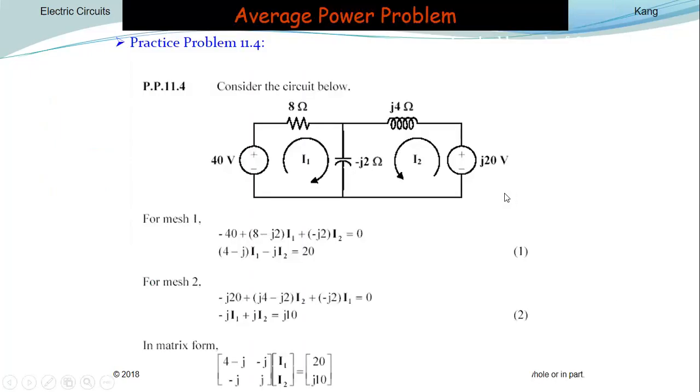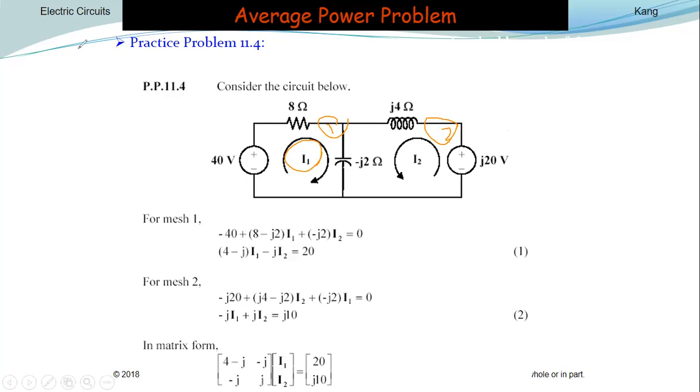Now for the practice problem 11.4, how to do it? For this system, first we have to find the meshes. So there will be mesh 1. This is mesh number 1, and this is mesh number 2.